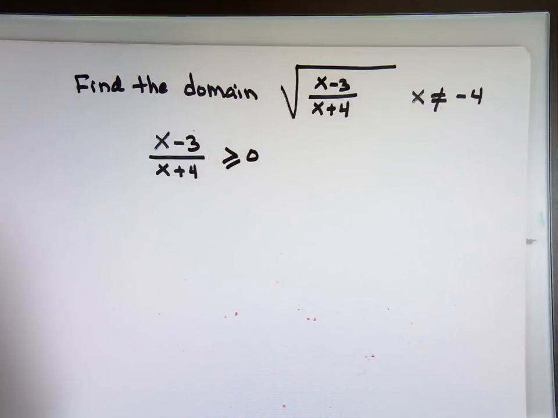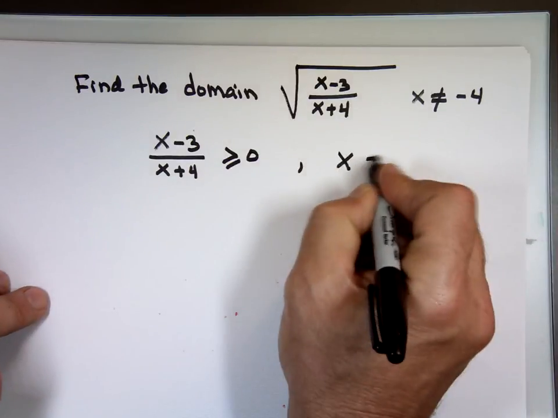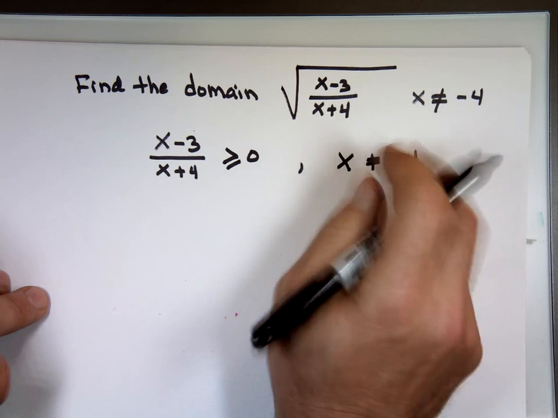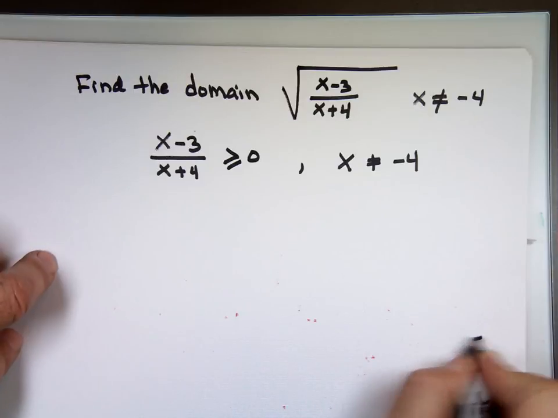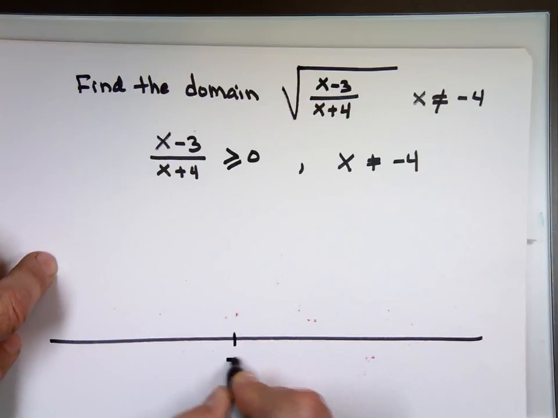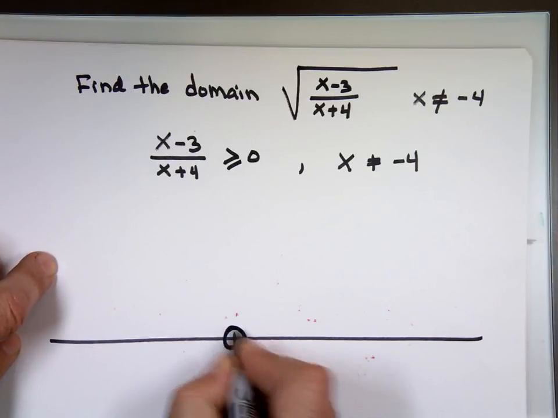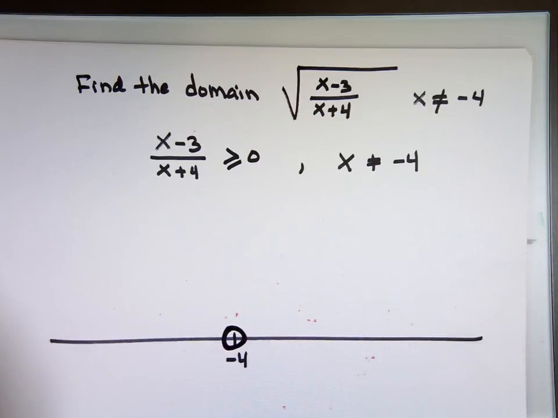And at the same time, it can't be negative 4. Gotta make sure you remember that. Because negative 4 will make this fraction undefined. So not to forget about that negative 4, here we go. I'm going to make that an open circle, just in case. I don't want to forget about it.